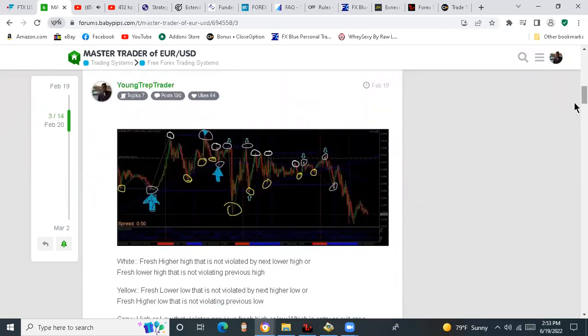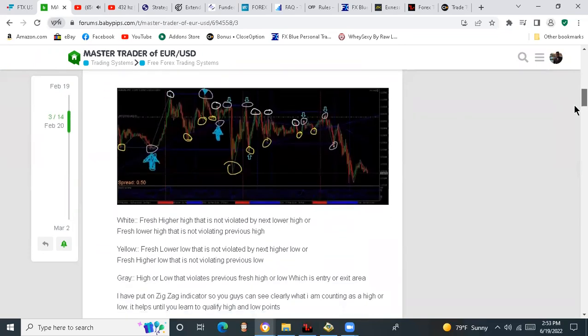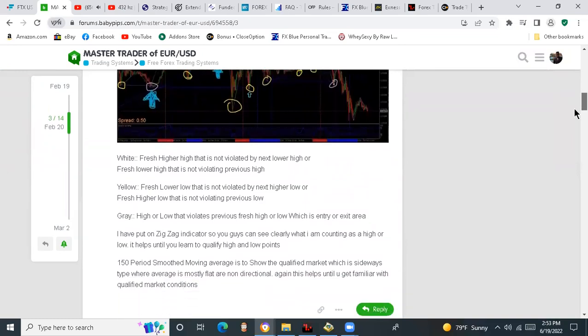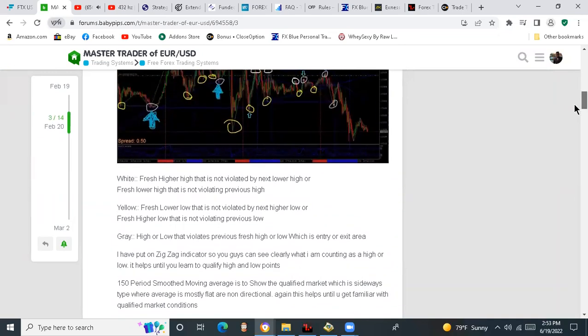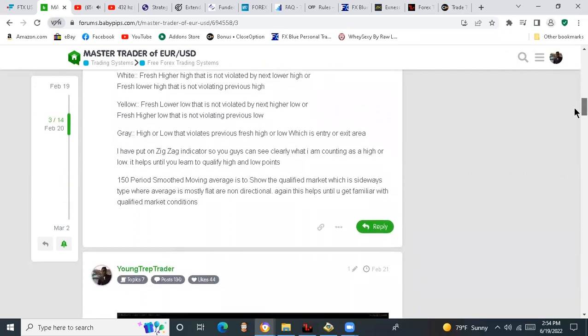This screenshot shows how I'm looking at the entries. I marked it here just for the sake of this picture. The white is a fresh higher high that is not violated by the next high or by the next lower high, or just go to the post and you can read through that. I'm not gonna read through this.